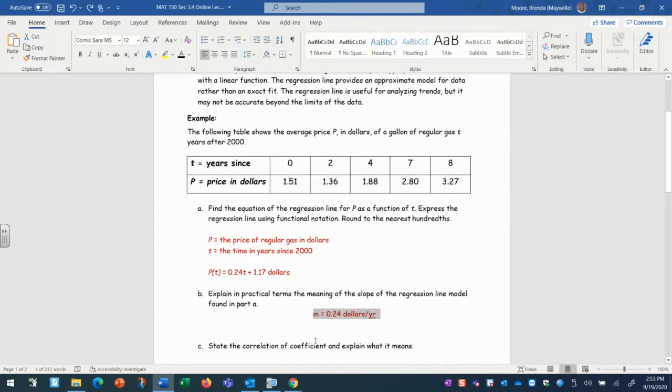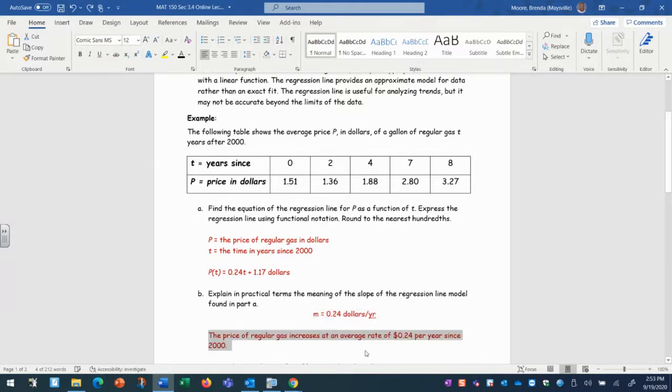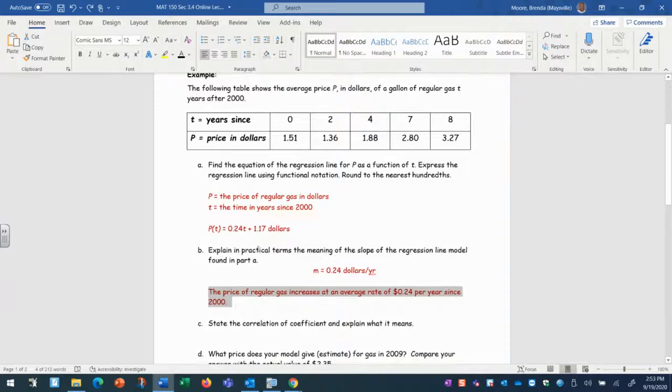Now I have to explain it. Well, I know that the price is increasing every year by 24 cents. So now I'm going to write this relevant to my problem. So because it's in practical terms, the price of regular gas increases at an average rate of 24 cents per year since 2000. No, I don't put the word cents in here. It's implied. Don't put both.